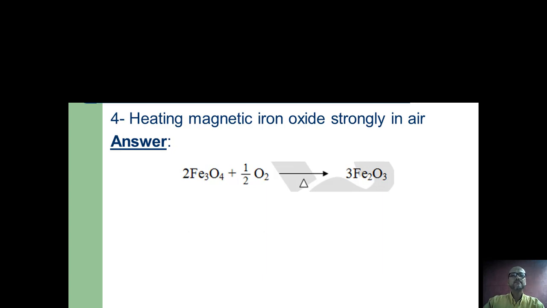Next point, heating magnetite or magnetic iron oxide strongly in air. In air means reaction with oxygen. So it will be oxidized to the highest state, hematite Fe2O3, because magnetic oxide is mixed. It's composed of 2 oxides. When it is oxidized, it will form the highest state, Fe2O3. Don't forget to balance.